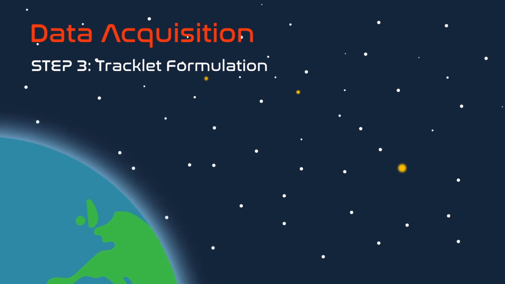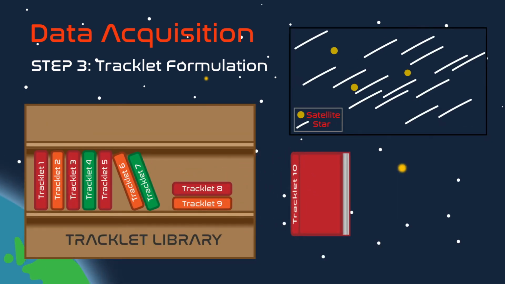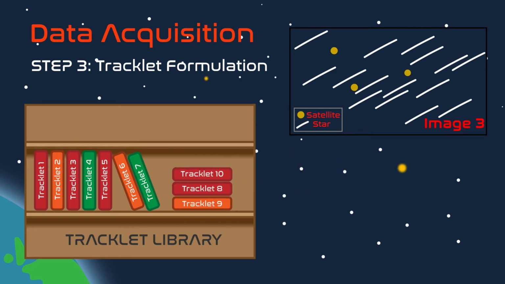We create tracklets, which are a library for a set of detections that belong to the same satellite. These tracklets hold all the required information for computing their orbits and the light curves.